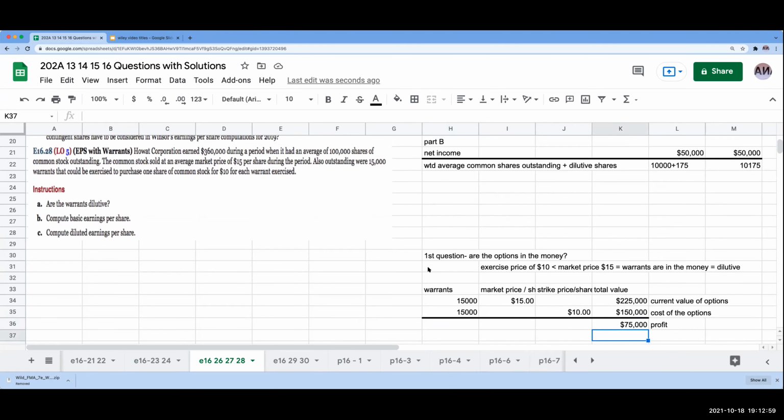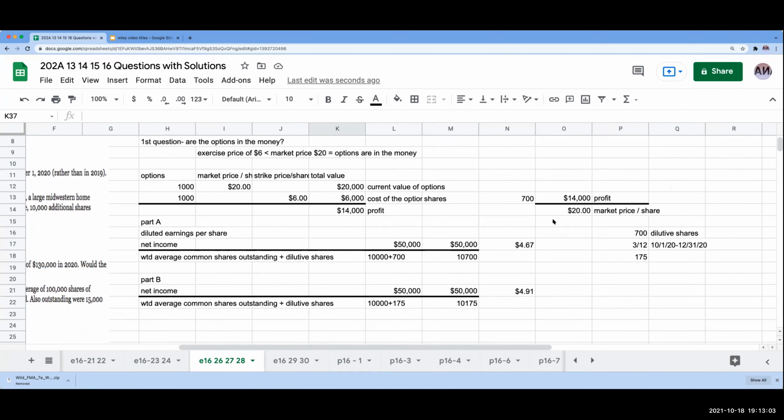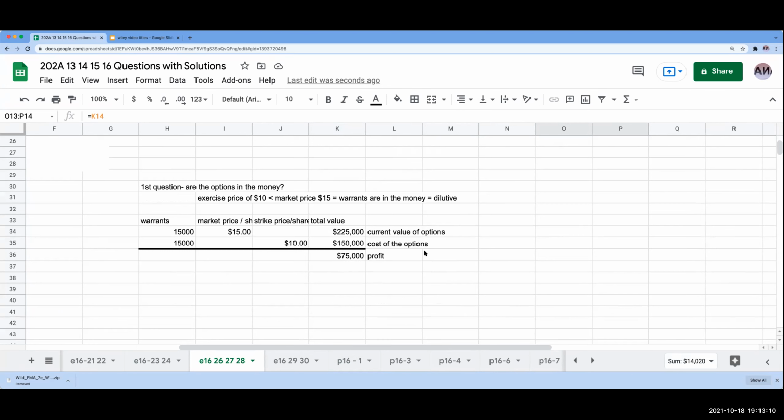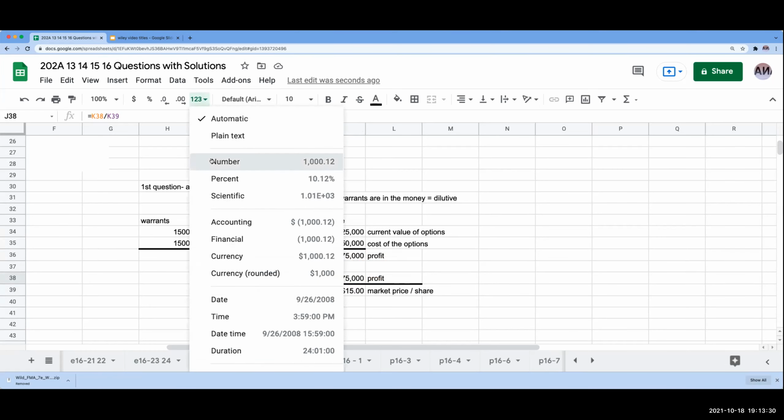Now, if you remember from our last one, what I'm trying to do is determine what it would be on a cashless exercise. So I'm going to pull the same formula. My market price per share is $15. My profit is $75,000. So the number of shares that would be issued on a cashless exercise would be 5,000 shares.